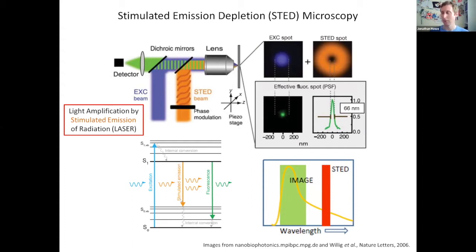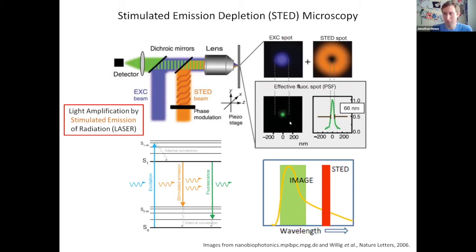Well, what we do is we pick a wavelength for the STED laser beam, which sits at the far end of the emission spectrum of your fluorophore. And then what that means is all the molecules around the outside of the excitation spot are induced to undergo this stimulated emission process, which means that only those molecules in the very center are able to undergo the regular fluorescence process. And therefore, that means the effective emission spot is made much smaller.